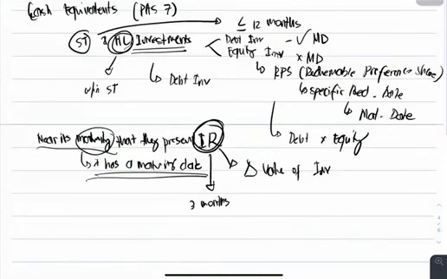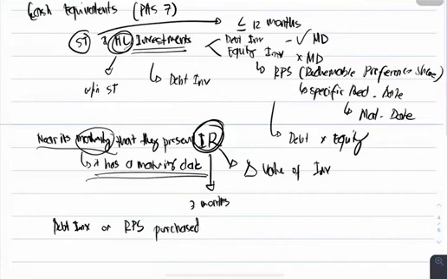Therefore, if we try to define a cash equivalent in layman's terms, a cash equivalent is a debt investment or a redeemable preference share purchased 3 months before maturity.